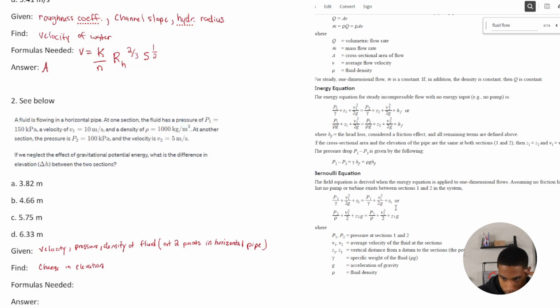What else do we have? We have P1. We don't have Z2, which is our elevation at the second section. So key to note, we have P1, we have density, and we have V1 as well. The only values we're missing are Z2 and Z1. We know that we can find the difference in those by isolating them and having it say Z2 minus Z1, right?